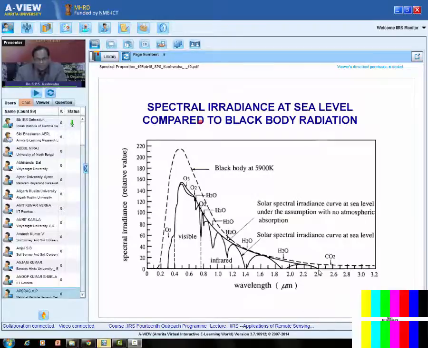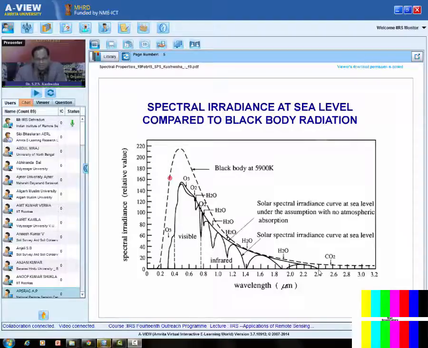As I said earlier, maximum solar radiation is received in the shorter wavelength region, and by and large, Earth behaves as a black body. I hope you know the properties of a black body. It receives, absorbs, and emits the same amount of energy. That is the nature of a true black body. Total energy received on the Earth's surface is about 6,000 degrees Kelvin. Precisely, it is 5,900 something.